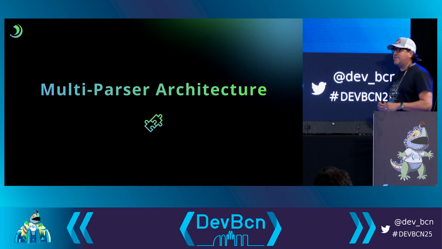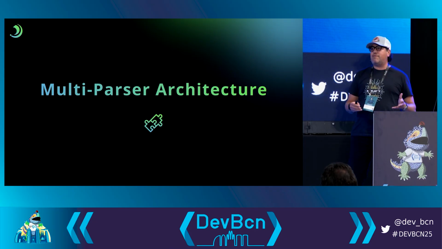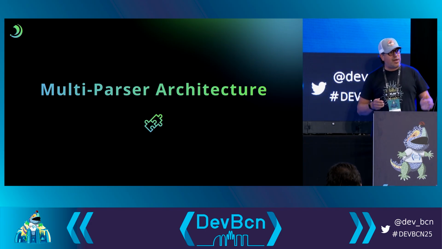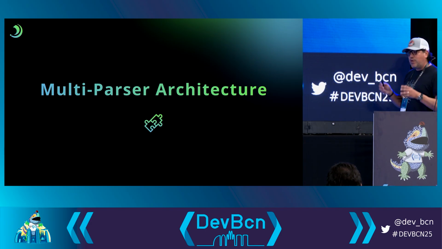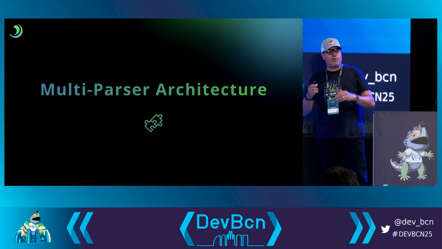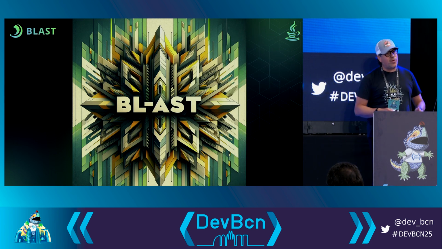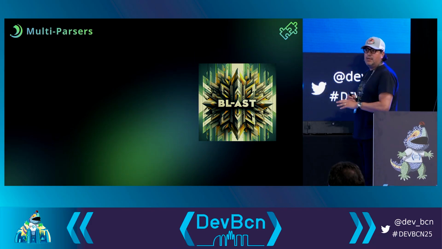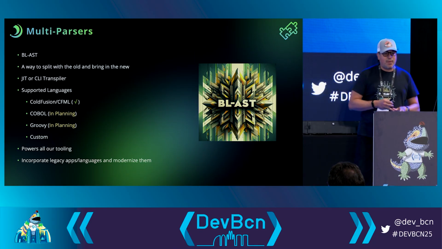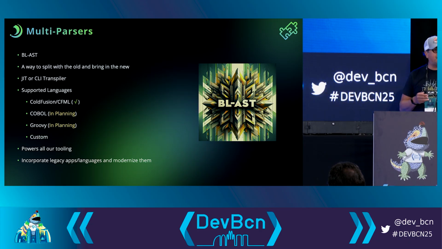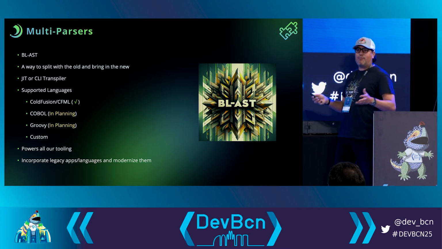Another important aspect for us is that we did not want to start from zero. We had 19 years of code that we had developed that we wanted to bring into BoxLang. So when we did the design of BoxLang from ground zero, we said we wanted multiple parsers. So we created something called the BLAST. And the BLAST is basically the BoxLang abstract syntax tree. And we wanted this to be the mediator between any type of language that we wanted to encapsulate in BoxLang. So this was a way to split with the old and bring the new.